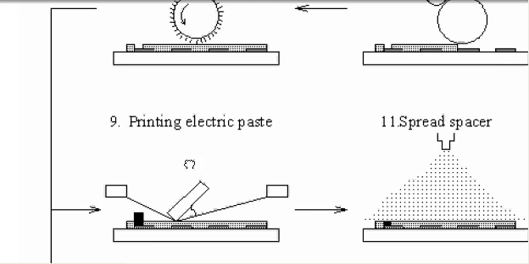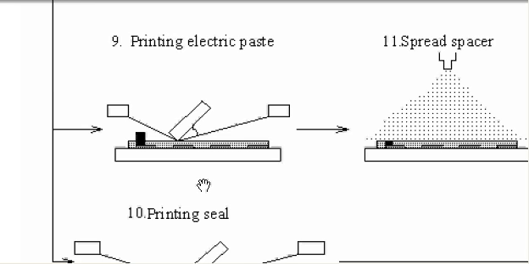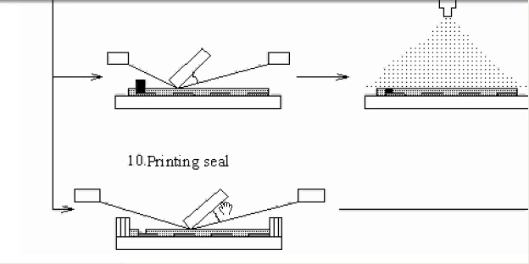Then we need to print electrode paste on one of the glasses. That will make the top glass conduct with the bottom glass. So the electrode can be put on just one glass, not both glasses. And also we will print the cell seal. That will make a closed cell, and then the liquid crystal fluid will not flow out.